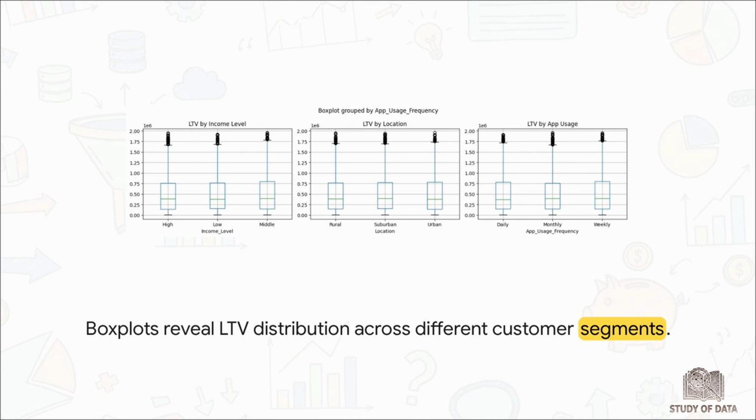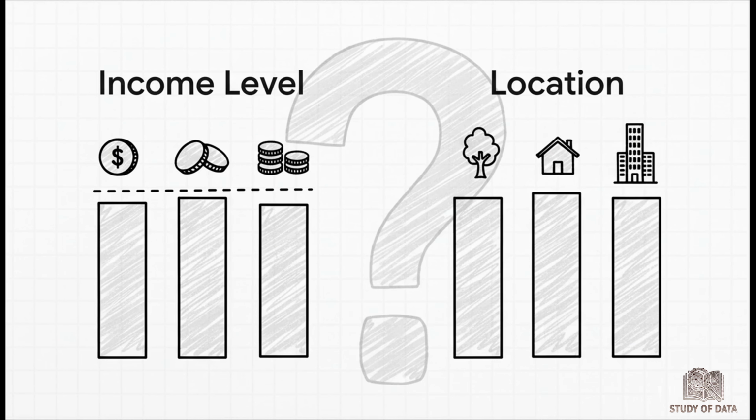They show the whole range of LTV for different groups of customers. The key thing you want to watch is that green line in the middle of each box. That's the median. It represents the value of a typical customer in that group. And the results here are, well, they're absolutely fascinating and honestly completely counterintuitive. Just look at income level. The median LTV, that green line, is practically identical for high, low, and middle income groups. Same story for location. It doesn't seem to matter at all if a customer is from a rural or urban area.